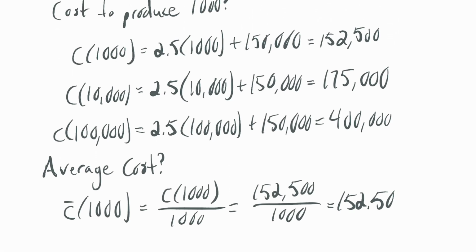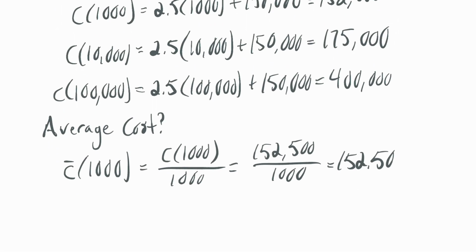That's basically how spread out are the costs. The materials was only $2.50, but the total cost to produce is $152.50. So the vast majority of the costs are from the fixed cost.